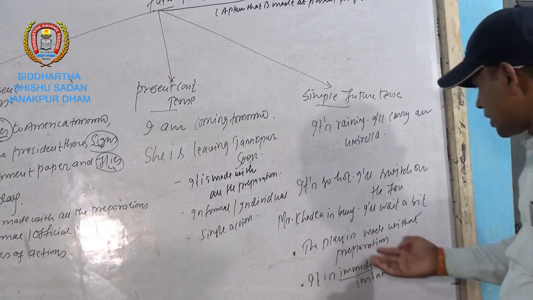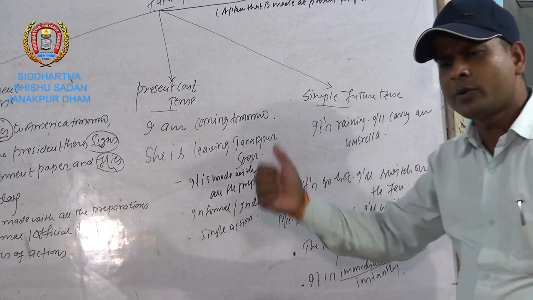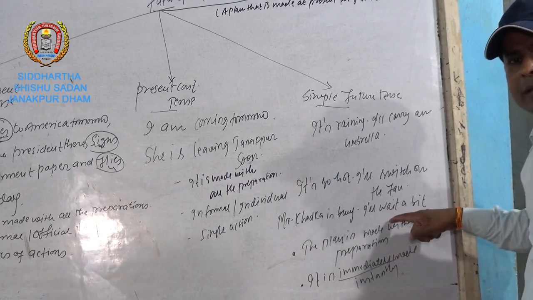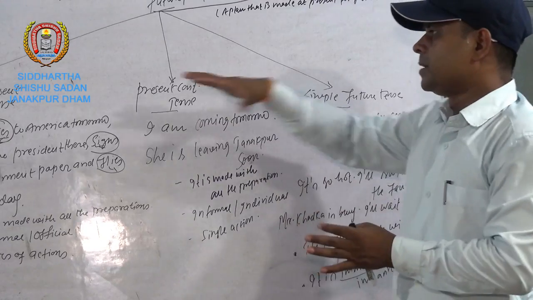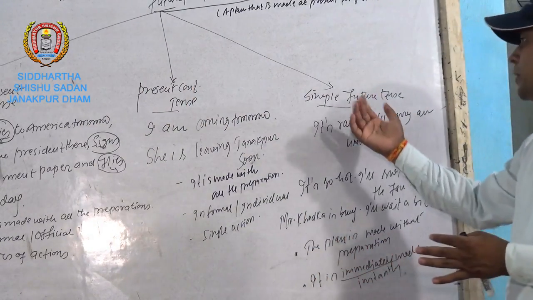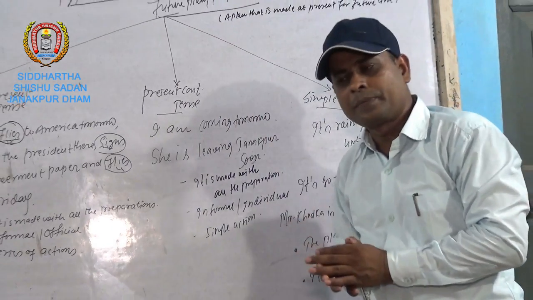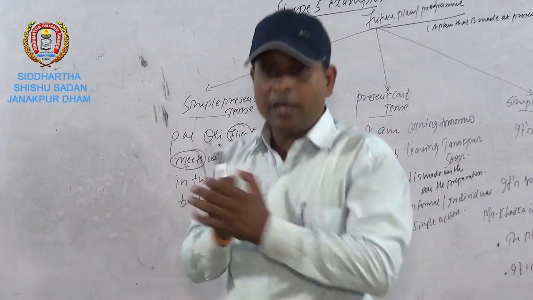And Mr. Kharka is busy. I'll wait. Oh, he's busy. Okay, I'll wait. This is the immediate future plan here. So, these are the basic differences between simple present, present continuous tense, and simple future tense in addition to future plan and program there. So, dear students, I hope you have understood this all.